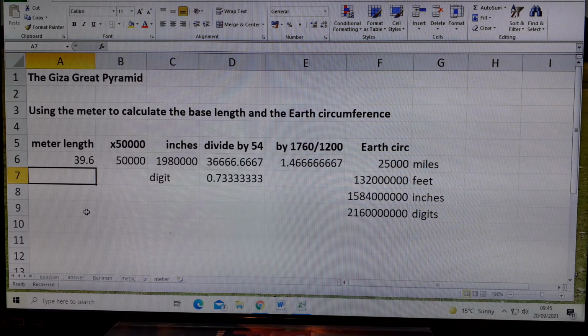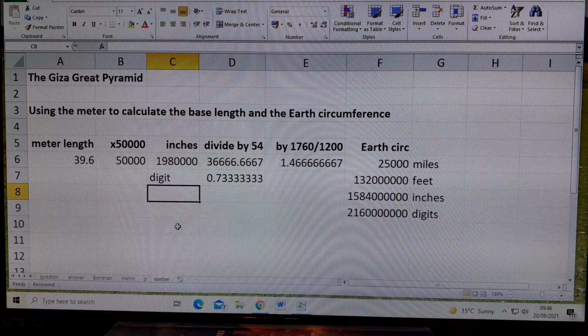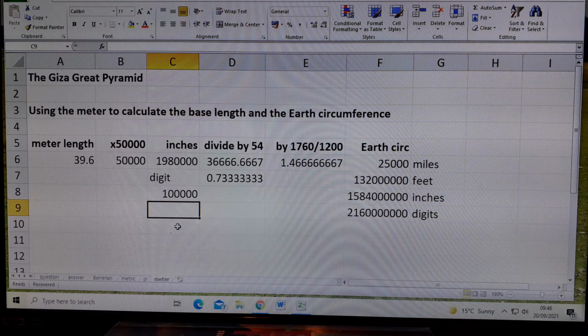What we find immediately is that when we multiply it by 50,000, we've got here the Sumerian cubit. That's a lot of Sumerian cubits. It might be 1 million, I'm not sure. Just divide it by... 100,000 Sumerian cubits.